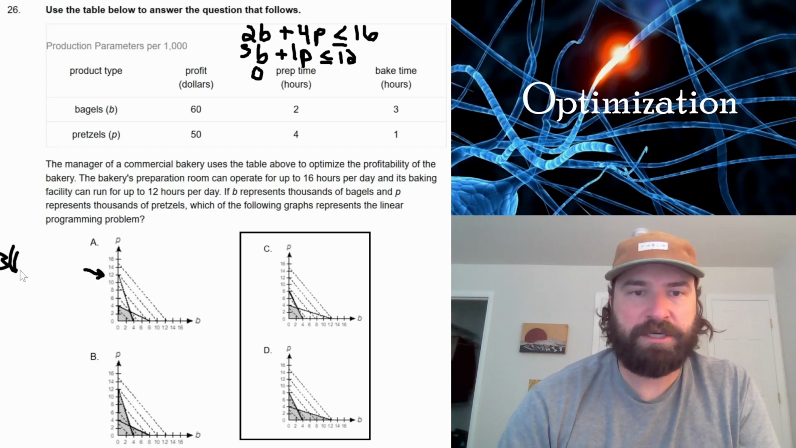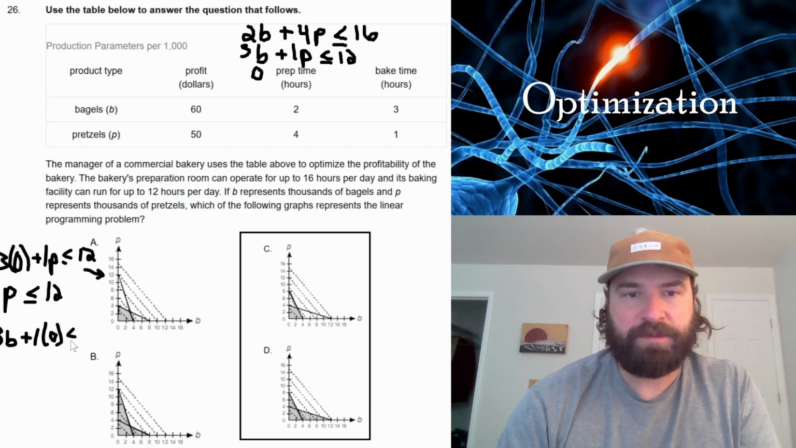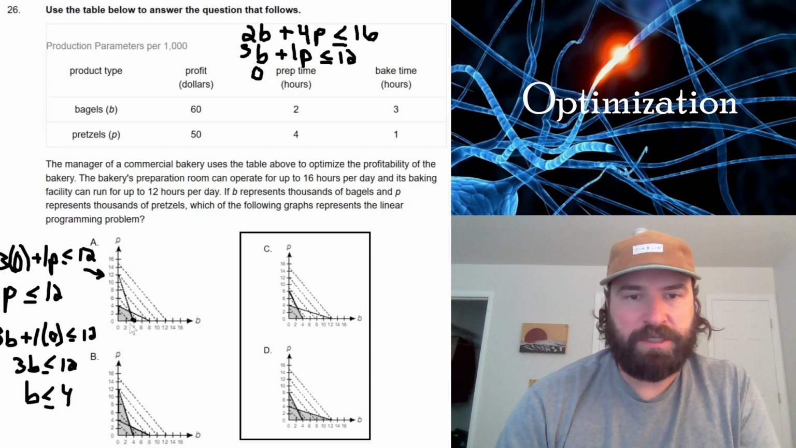If I plug in 0 for B, if I make 0 bagels, then I can solve for how many pretzels I'd be able to make. And pretty quickly I can see that P has to be less than or equal to 12. And that's this point right here on the graph. Alternatively, if I make 0 pretzels, then I get the equation 3 times B plus 1 times 0, so this time I'm plugging 0 in for P. That has to be less than or equal to 12. So you get 3B is less than or equal to 12, so B has to be less than or equal to 4, which is this point on the graph.